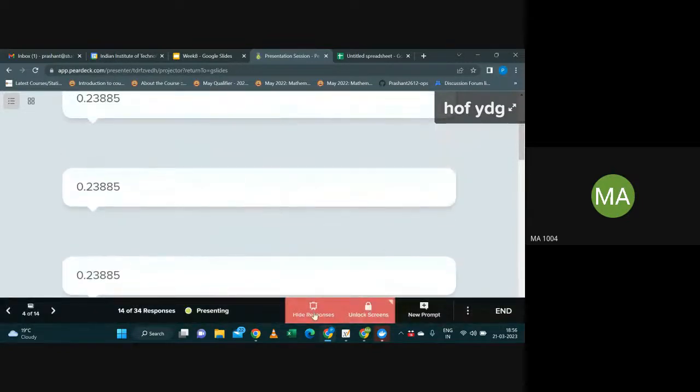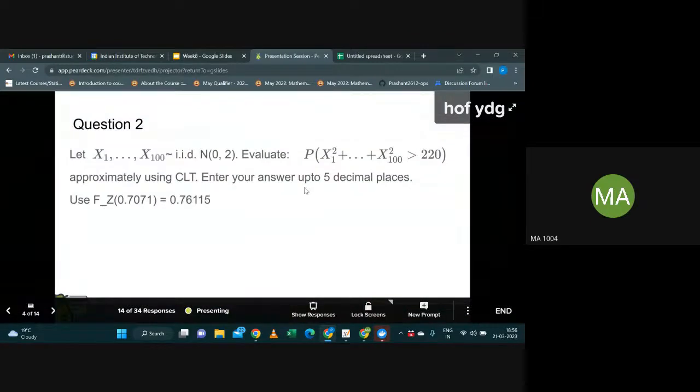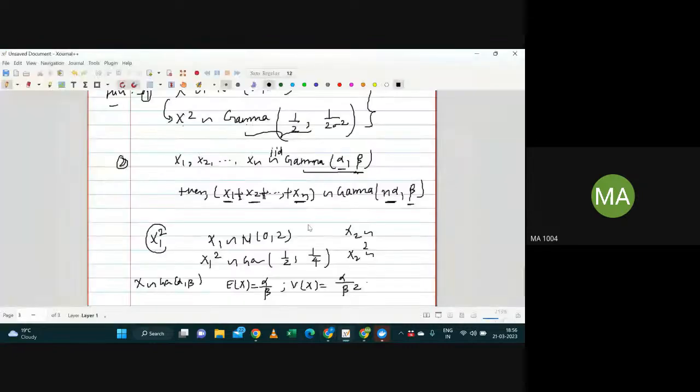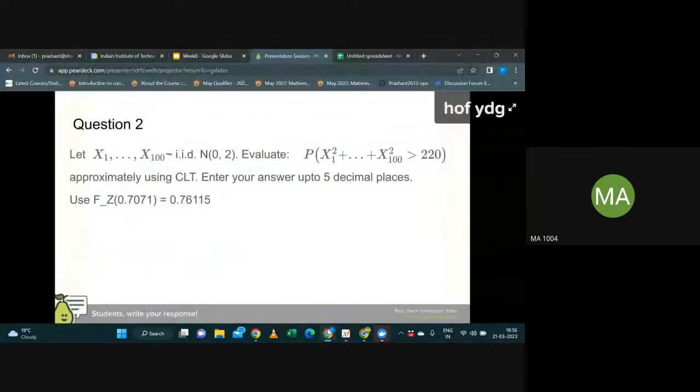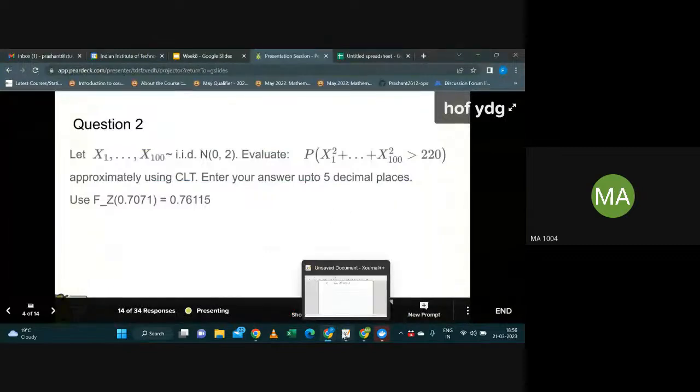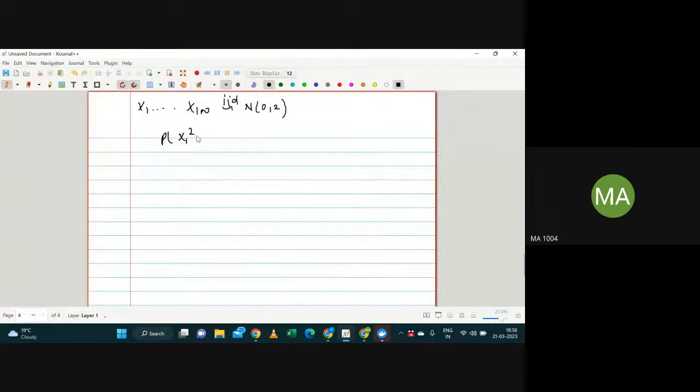Okay, so let's see the solution. What the question is: x1 up to x100 are IID normal 0 comma 2, correct? These things are given, right? And we have to approximate the probability that x1 square plus so on x100 square is greater than 220. Suppose instead of squares, it's simply given the probability of x1 plus up to x100 greater than 220. So you can directly do it, right?